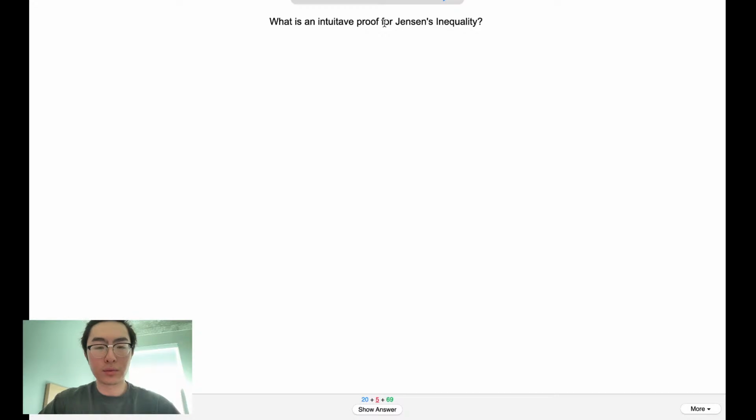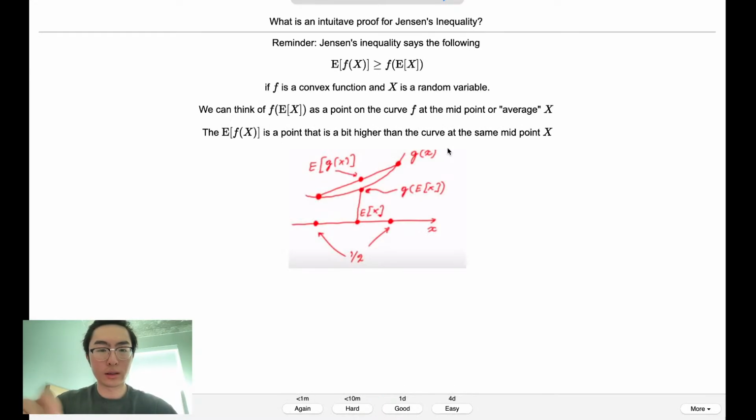What is an intuitive proof for Jensen's inequality? So I think if you have some type of curve, let's say a parabola, and you draw a straight line that connects 2 points, maybe not a straight line, but a diagonal line, and you'll see that the expected value of a convex function is the midpoint of the diagonal line, but the expected value of x that's input into the convex function is at a point that's lower than the actual midpoint of the diagonal line.